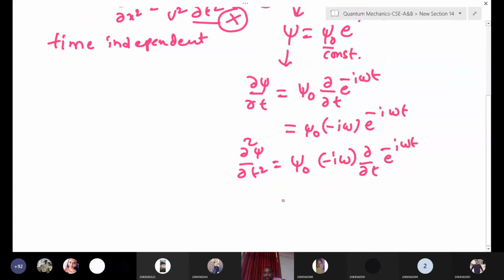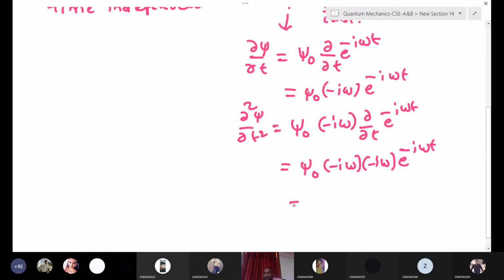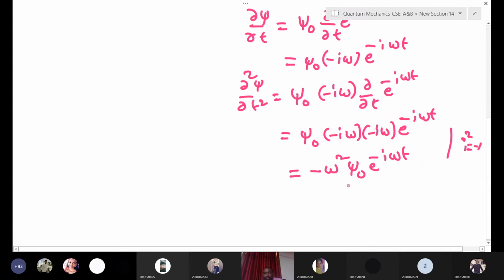If you differentiate this one also, psi 0 times minus i omega, and here also minus i omega, you will get e to the power of i omega t. Now from this equation we will simplify: i into i square, and i square means minus 1, and a minus into minus is plus. So we get minus omega square psi 0 e to the power of i omega t. Now we got the second order differential equation.